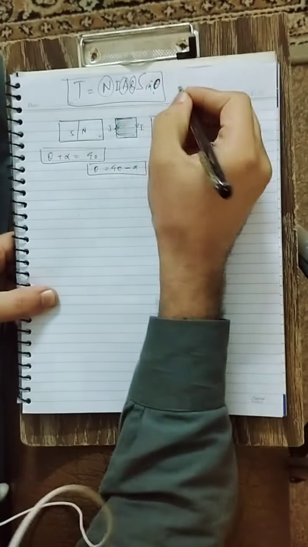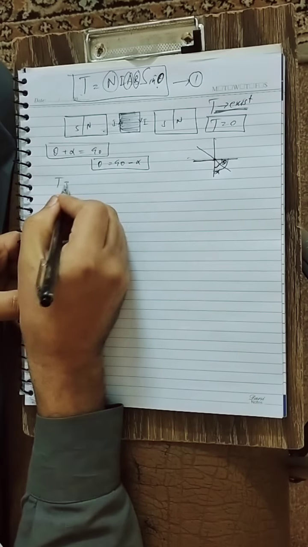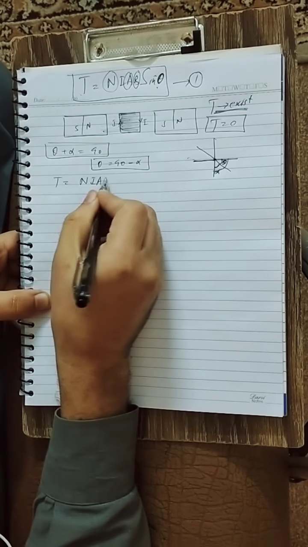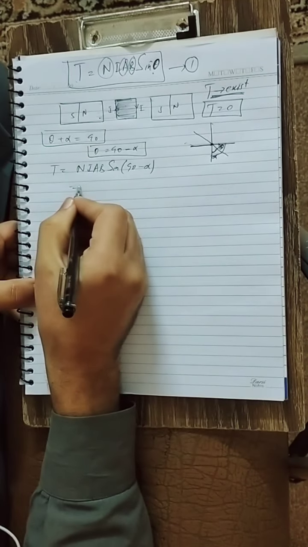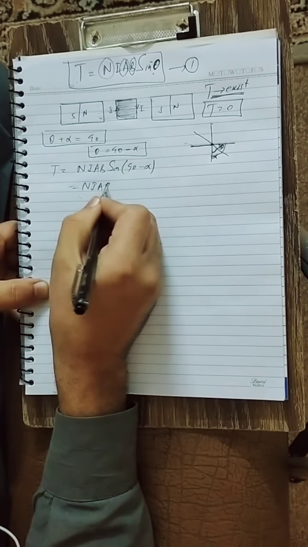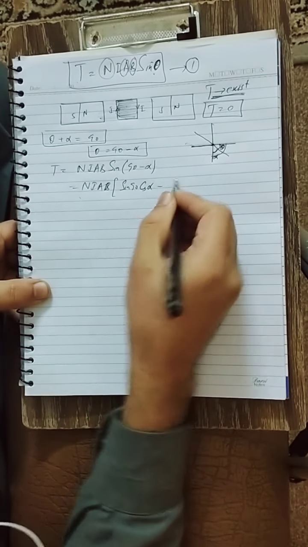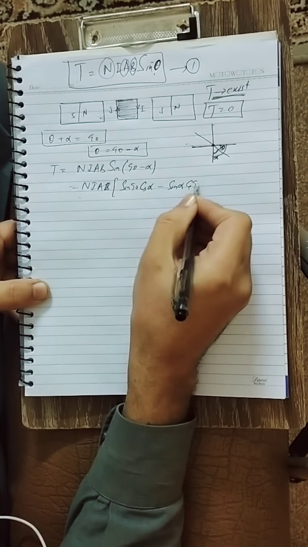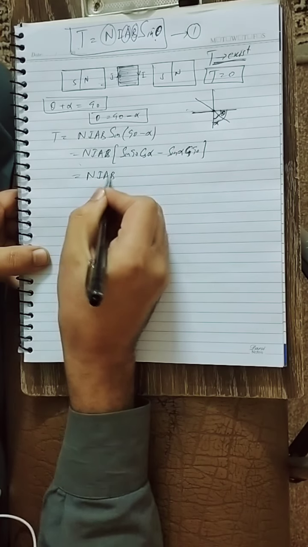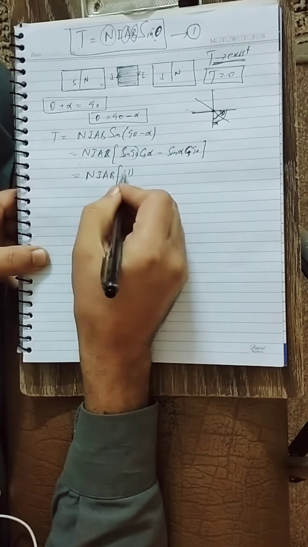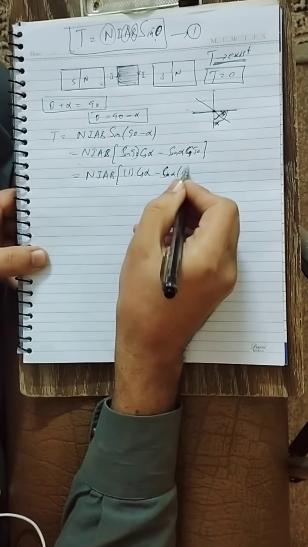Now put this equation in equation number 1, so we get torque is equal to NIAB sine theta, where theta is 90 minus alpha. Using the first year mathematics formula, it will be sine 90 cos alpha minus sine alpha cos 90. What is sine 90? Sine 90 is equal to 1. And what is cos 90? Cos 90 is equal to 0.